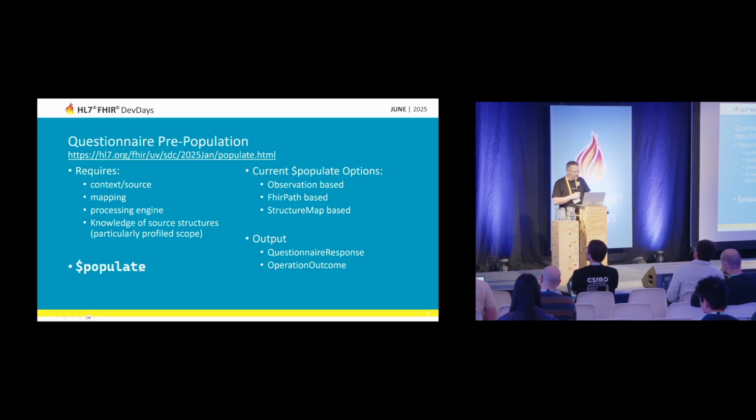The operation itself is the $populate operation, and there are currently three options for doing that: the observation-based method, the FHIRPath-based method, and the StructureMap-based method. There is some talk of a definitional approach using CQL, but those are not currently in the SDC IG, though there is discussion that they may end up in that spec as well. Its output is going to be the questionnaire response and operation outcome.